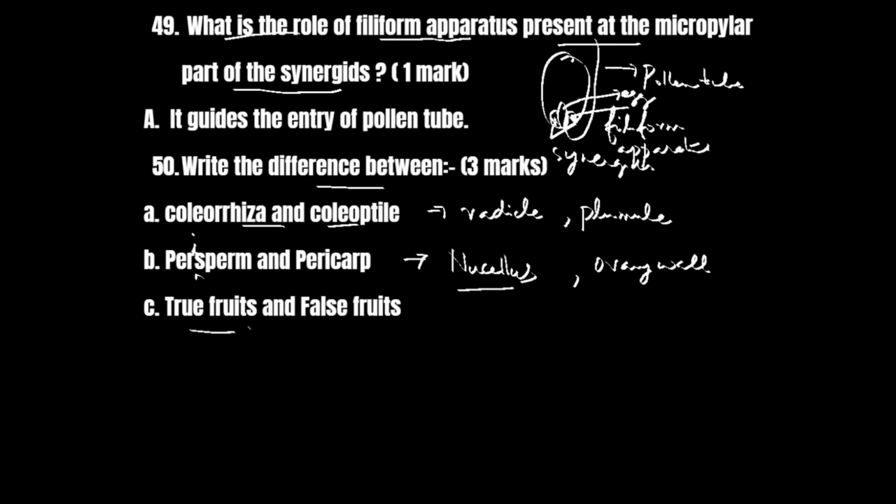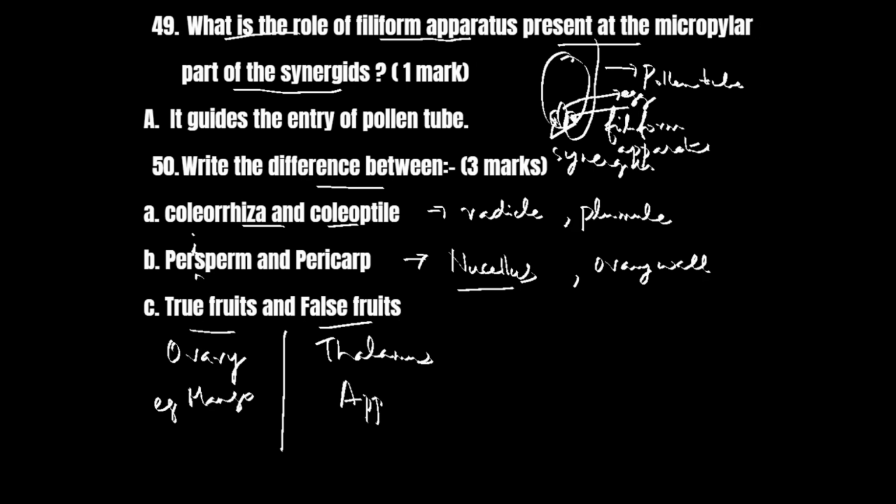Now what is the difference between true fruits and false fruits? True fruits are developed from ovary, whereas false fruits are developed from thalamus. Now, for example, mango is a true fruit, whereas apple is a false fruit.